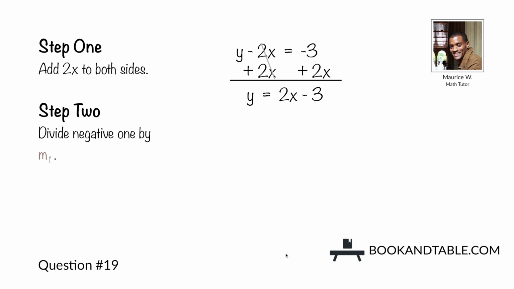Step 1, add 2x to both sides. This gets rid of the negative 2x on the left side, leaving you with just y. And on the right side, we have 2x minus 3.